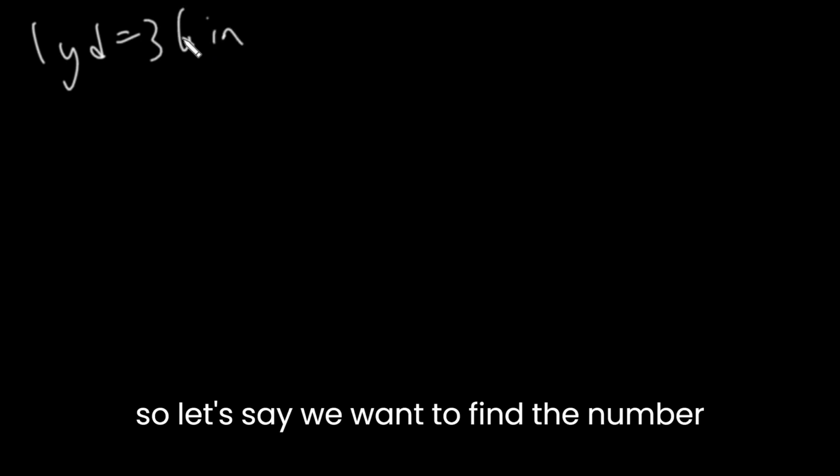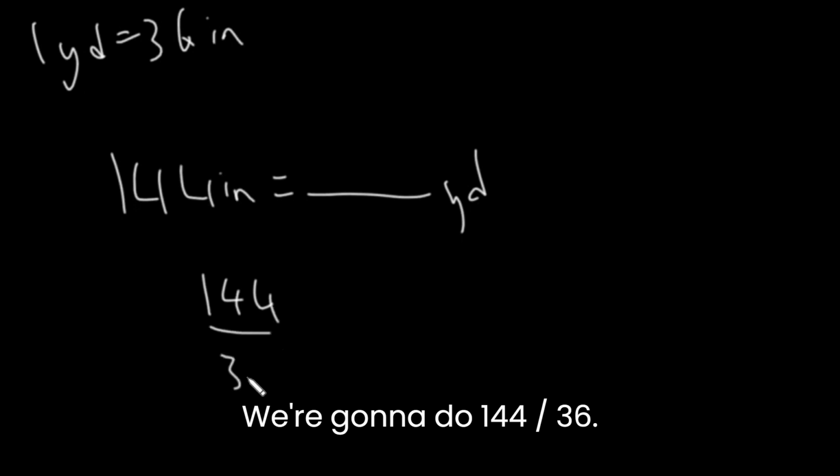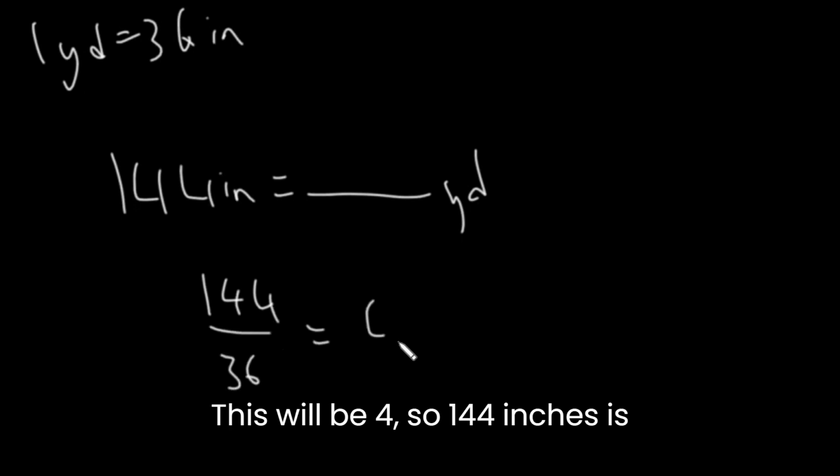Lastly, we have that 1 yard is equal to 36 inches. So let's say we want to find the number of yards in 144 inches. We're going to do 144 divided by 36. This will be 4. So 144 inches is 4 yards.